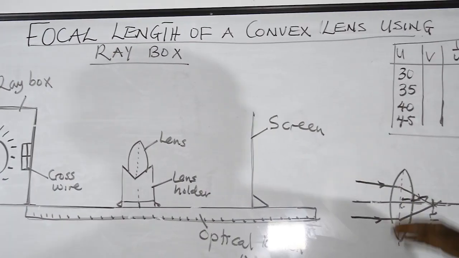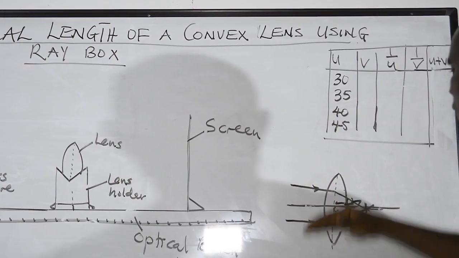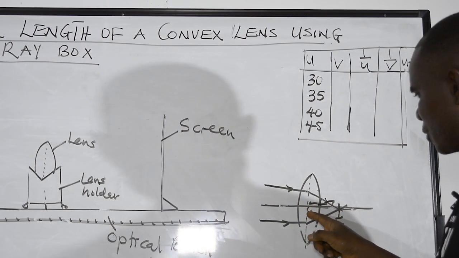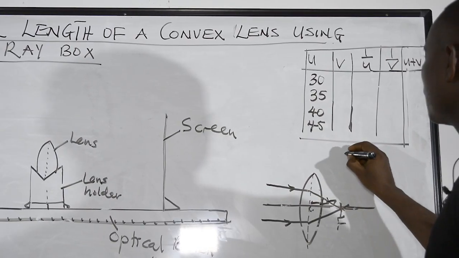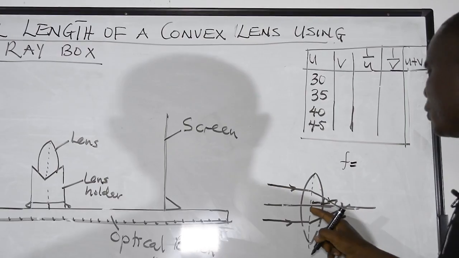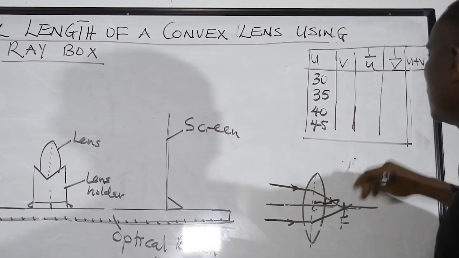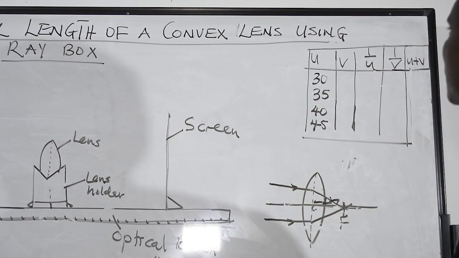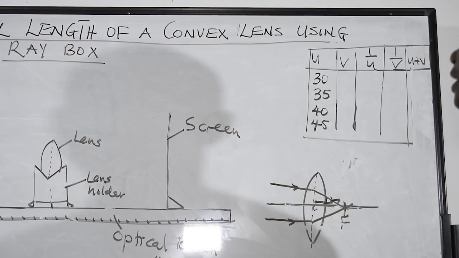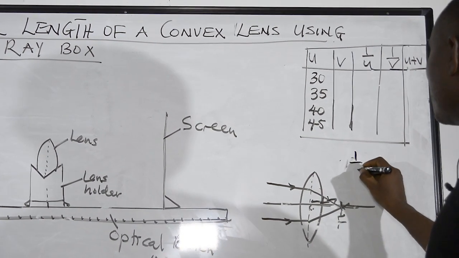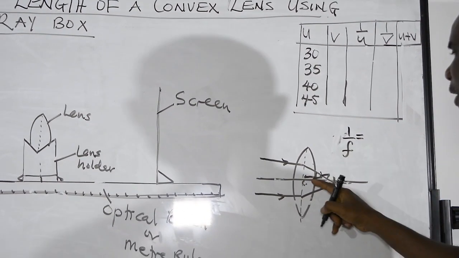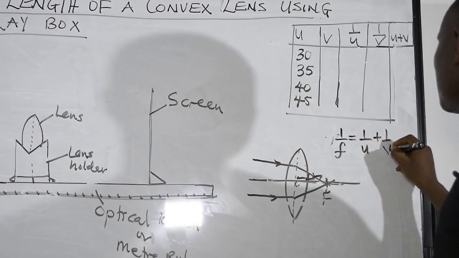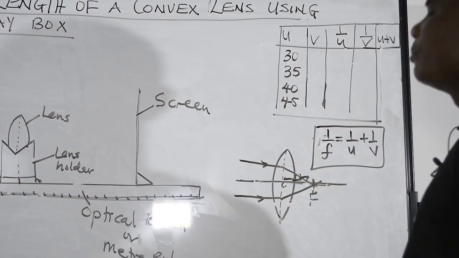We say when all rays close and parallel to the principal axis converge, the point where they converge is what's called the principal focus. The distance between the principal focus and the optical center gives you the focal length. So the focal length F is giving you this distance here. There's a link between the focal length, the object distance, and the image distance, and that is captured in the lens formula. The lens formula says that the reciprocal of the focal length is equal to the sum of the reciprocals of the object distance and the image distance, 1/f = 1/u + 1/v.